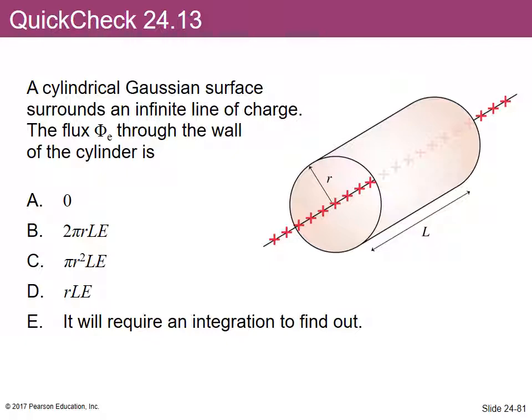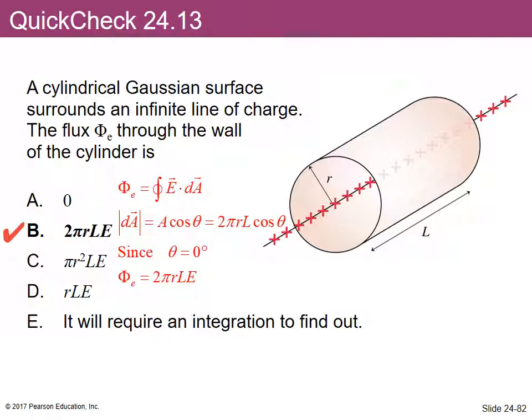A cylindrical Gaussian surface surrounds an infinite line of charge. The flux through the wall of the cylinder is... The answer is B. The electric field is parallel to the area vector. Using Gauss's law and that the lateral surface area of a cylinder is 2 pi RL gives a flux of 2 pi RL times E.